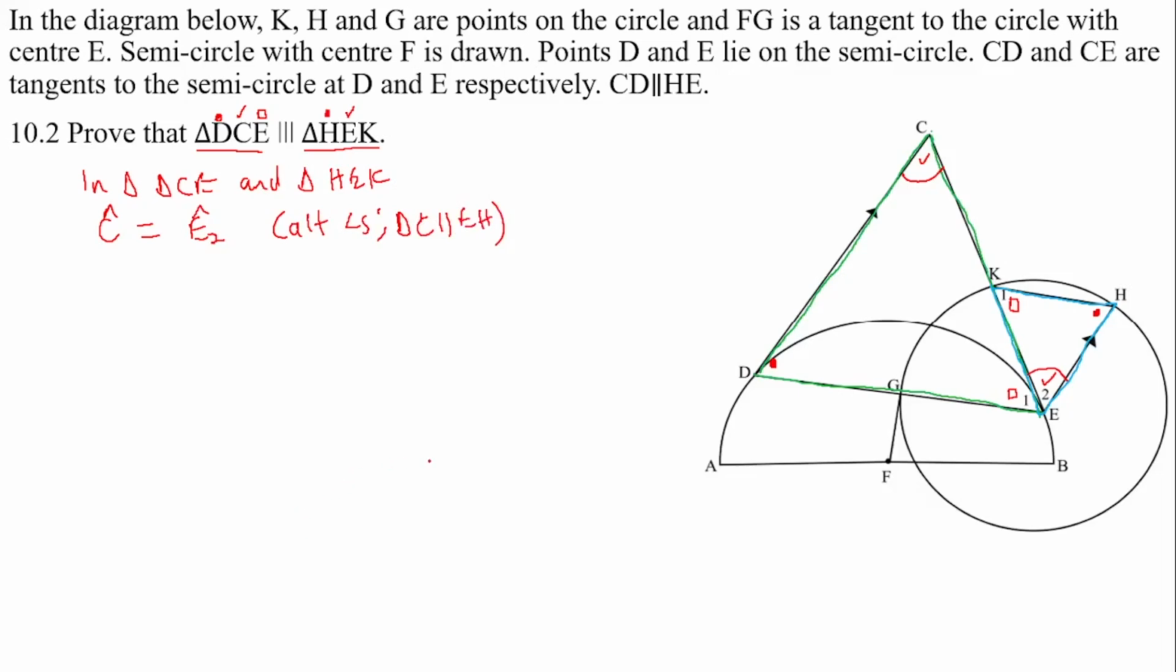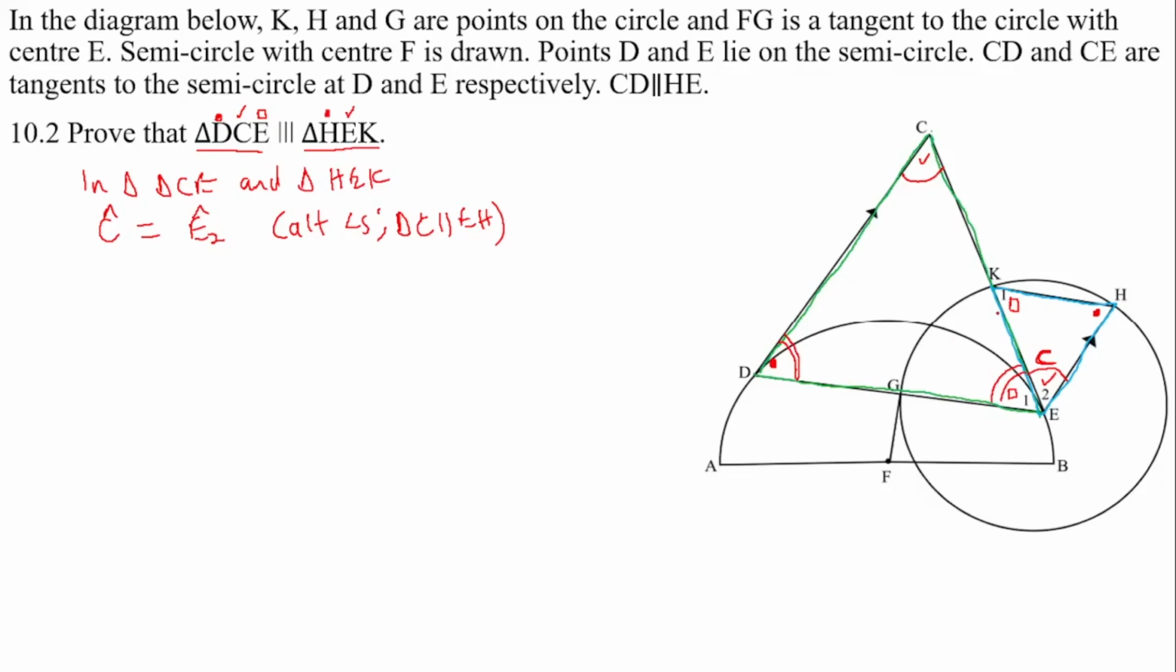Okay, now we need to find the other angles, angle D and angle H, and then angle E and angle K. All right, so we have to observe something here. Angle E2 is just the same as angle C, so we can write angle C here. Let's recognize something before we do our calculations. This angle D will be equal to angle E1, because these are angles opposite equal sides. DC is equal to CE.